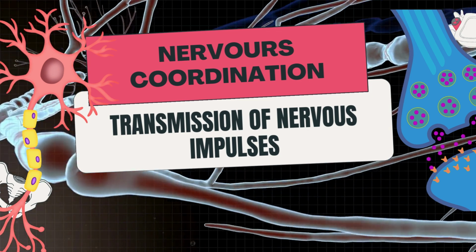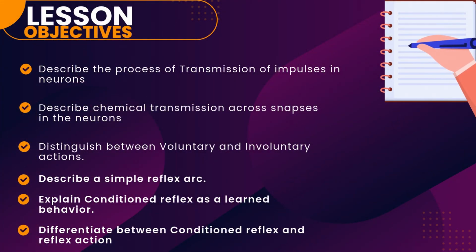So in this lesson, what are you going to be learning? At the end of this lesson, you should be able to describe the process of transmission of impulses in neurons. You should be able to describe chemical and electrical transmission of impulses. You should be able to distinguish between voluntary and involuntary actions, describe a simple reflex arc, explain the conditioned reflex as a learned behavior, and lastly, distinguish between conditioned reflex and reflex action.